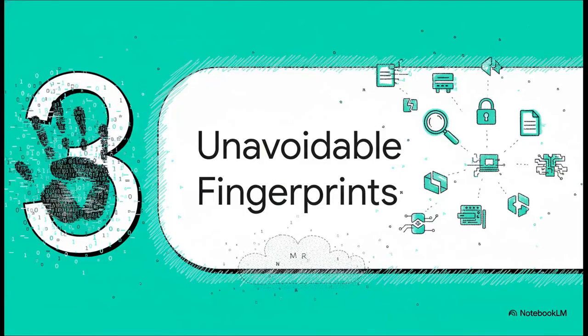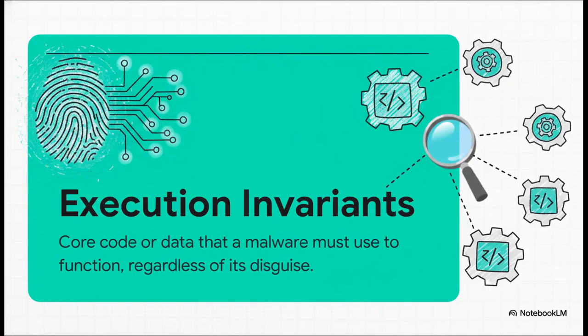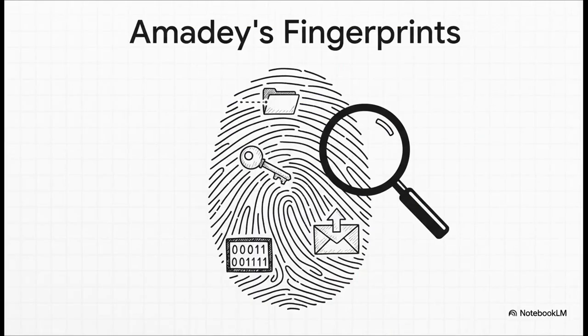But scanning all of a computer's memory is like searching for a needle in a haystack the size of a mountain. So how do investigators even know what they're looking for? Well, it turns out that all malware, no matter how clever it is, leaves behind these unavoidable fingerprints. In the biz, these are called execution invariants. You can think of them as the malware's permanent, unchangeable digital fingerprints. They are essential pieces of code or data that a specific malware family has to use to work. No matter how much it changes its disguise on the outside, these fingerprints on the inside always stay the same.